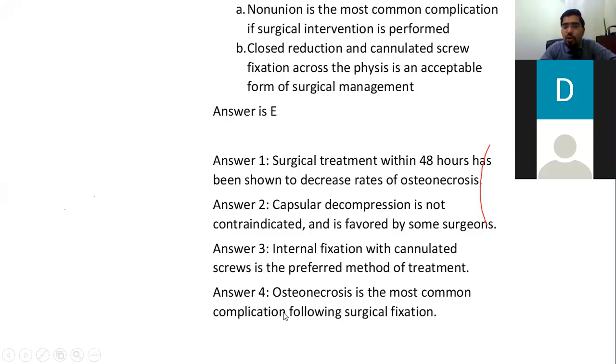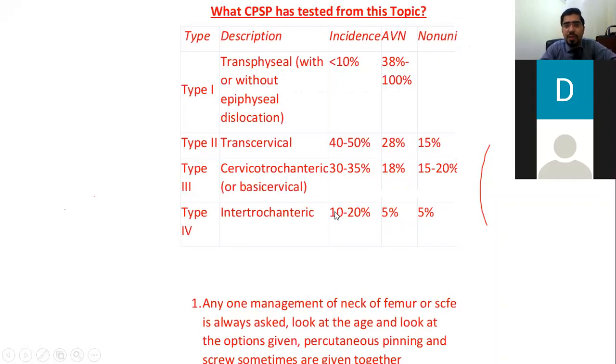And how the other options are wrong, I have also written. Answer 1, surgical treatment within. So closed reduction and screw fixation across the physis is an acceptable treatment form of surgical management. So I have given you the incidence of AVN, the incidence of non-union and the fracture. When we discuss adult trauma, I will tell you the neck of femur AVN and non-union rates are also tested there, but in pediatrics they have mostly tested the AVN rates.